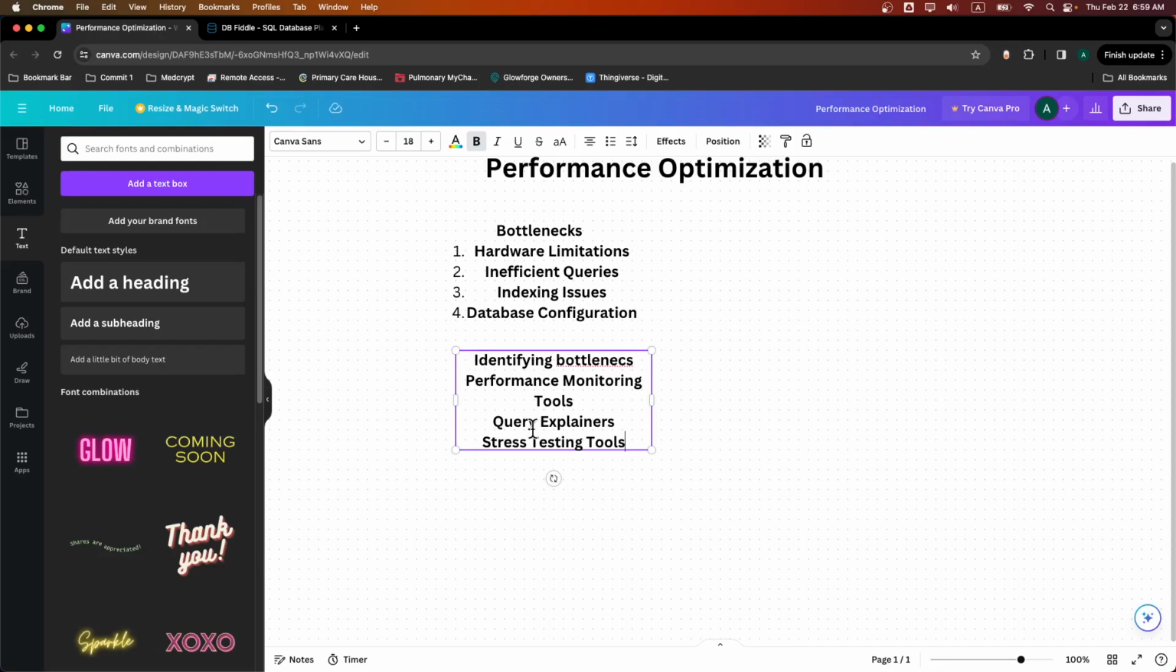Then we have user experience. People are using your databases and they are giving you feedback, telling you that they are seeing slow loading and an unresponsive application. That would be another way of identifying the bottlenecks.